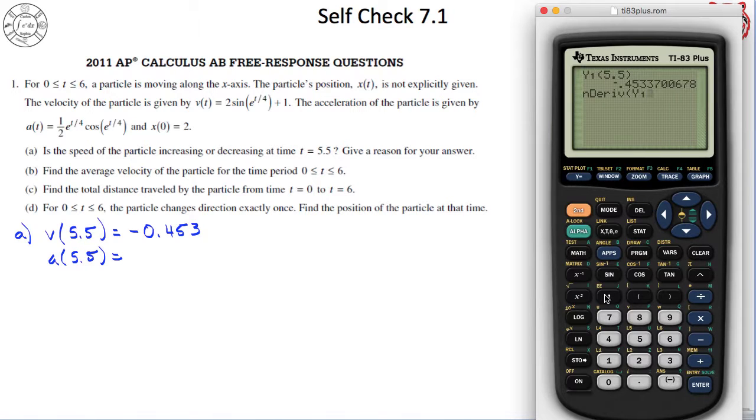So math 8 for derivative. And we're going to plug in 5.5. And when we do that, we get negative 1.359. Either way, we will get the same answer. I think this way is just a little bit faster. So this is going to be negative 1.359, rounding to that third decimal place. And notice that these are both the same sign. Same sign implies speed increasing.